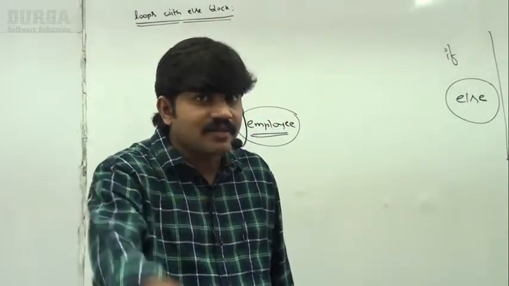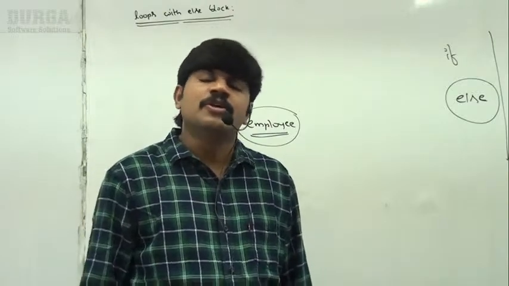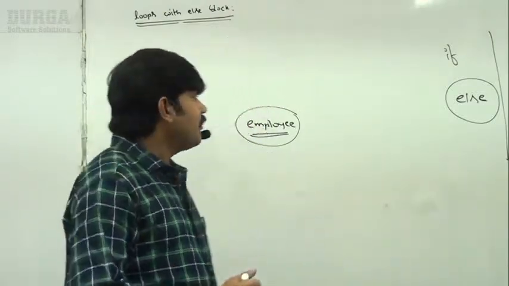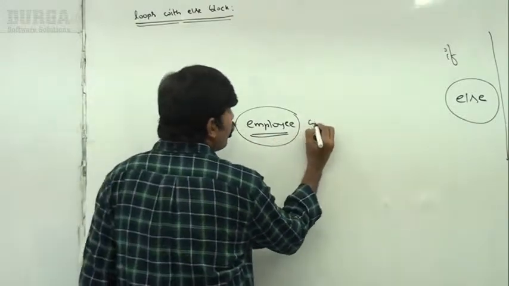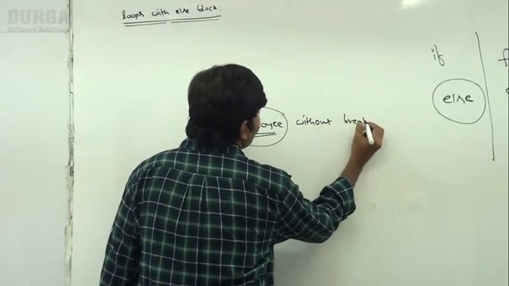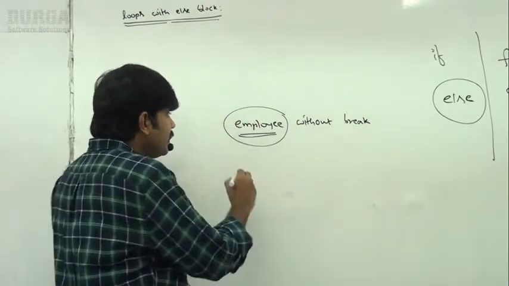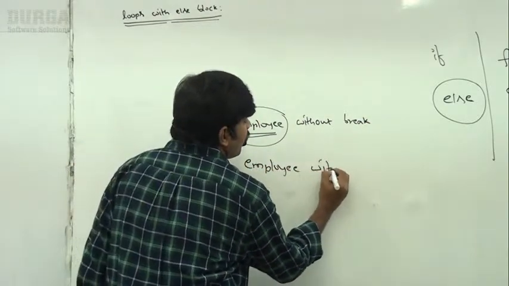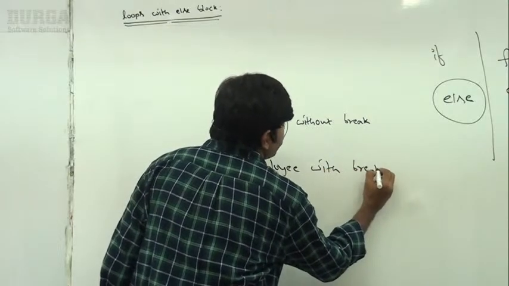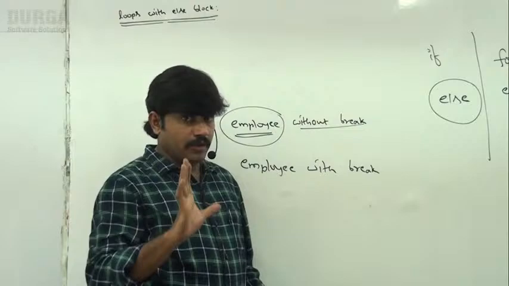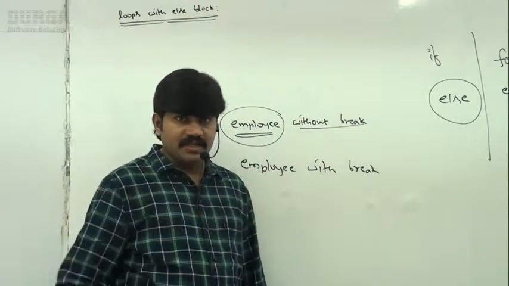If you can understand this analogy, this example, then loops with the else part you can easily understand, right? Sir, very simple. Employee without a break. Employee with a break. Observe that. My intention is, without a break means good track record, no mistakes in his career.